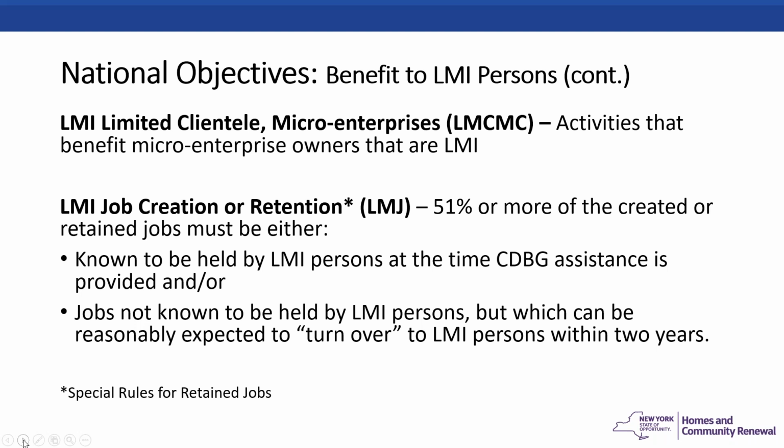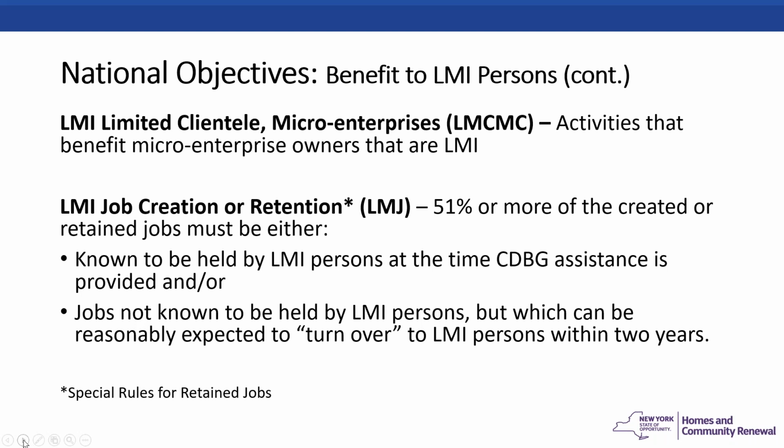LMJ, this is used for job creation or job retention, is for economic development, small business, and micro enterprise activities, and is based on full-time equivalent jobs created or retained. 51% of all jobs created must benefit low and moderate income persons by being taken by or made available to them, or both. Family income forms as provided by OCR through a template are required to document household income based on the current HUD income limits.